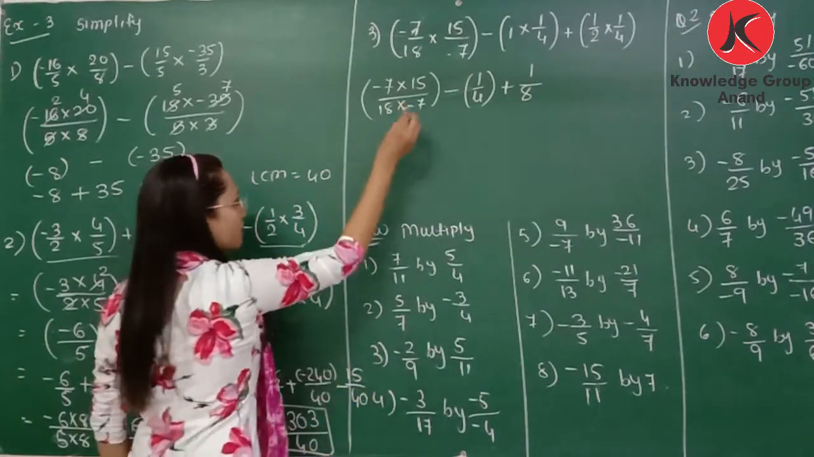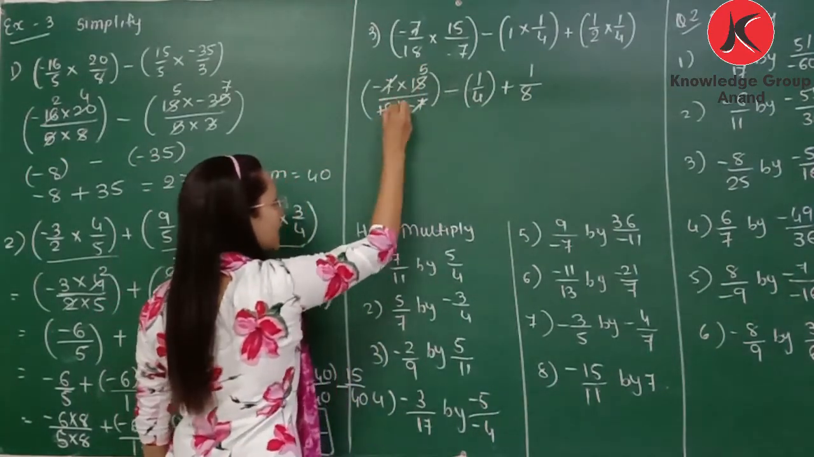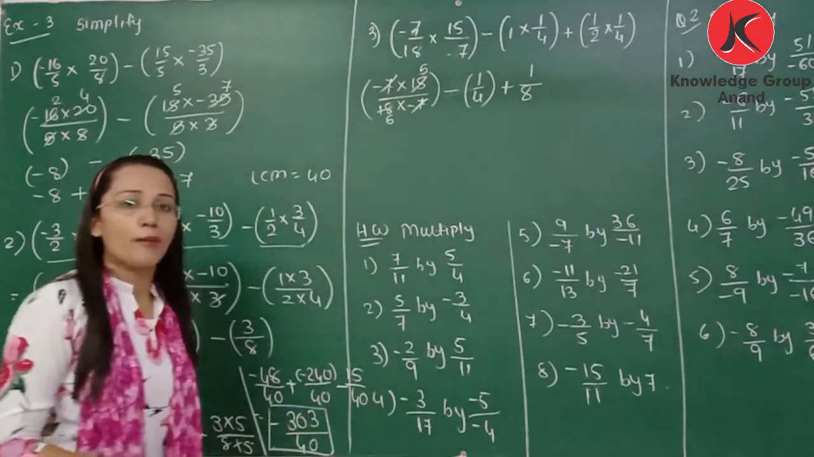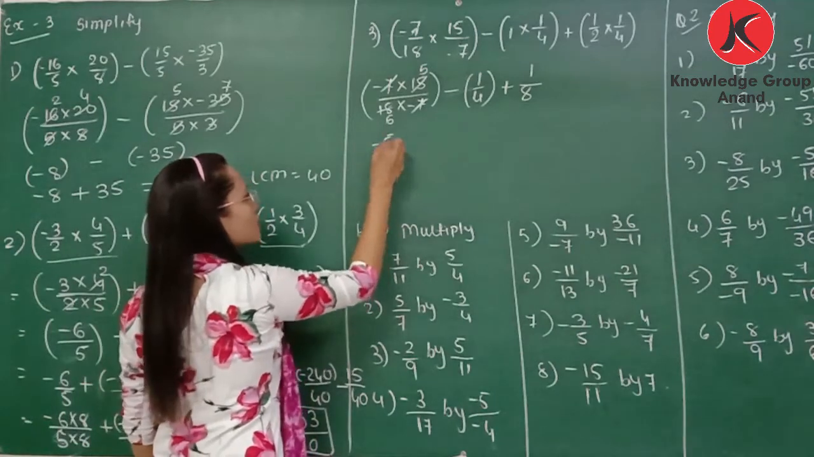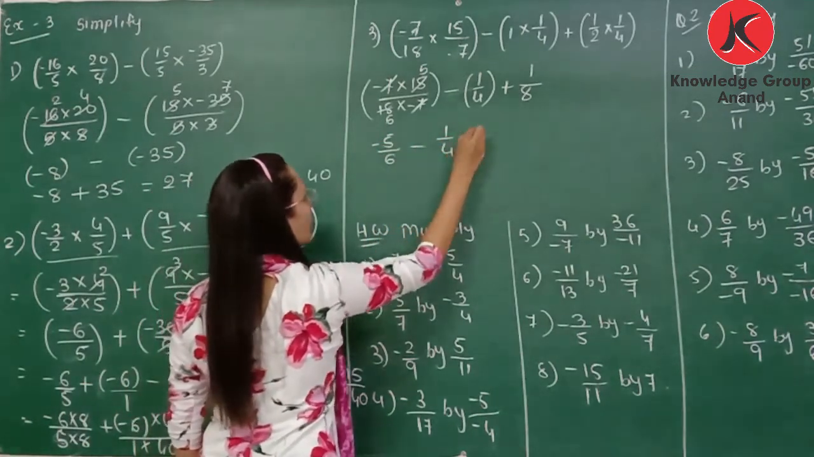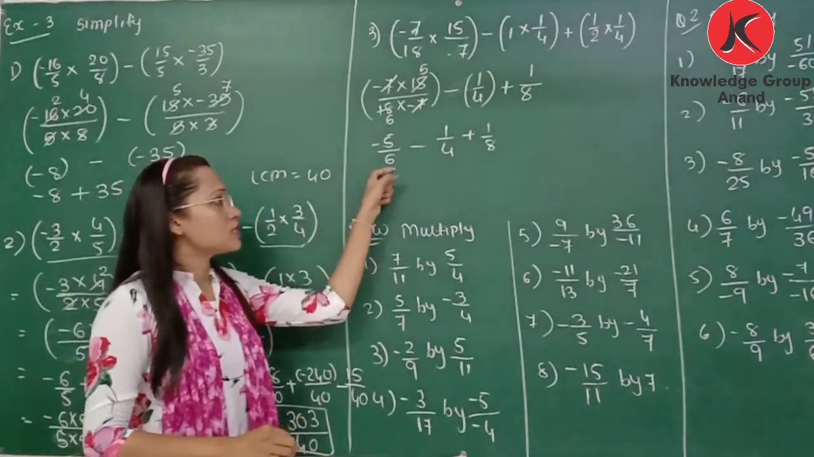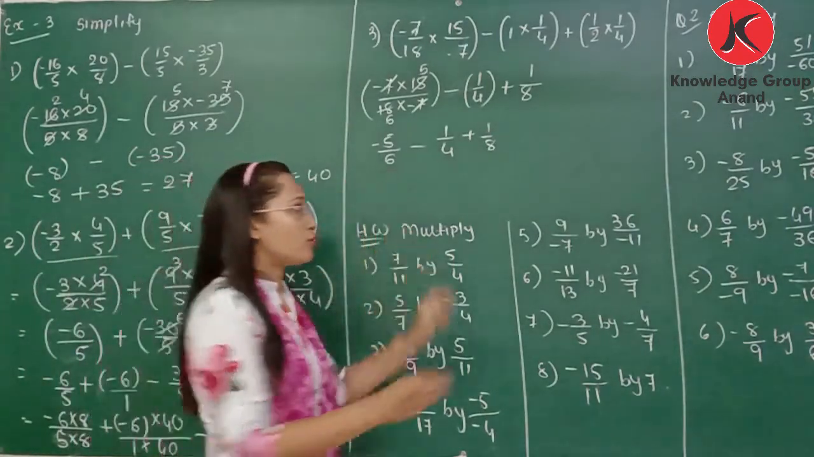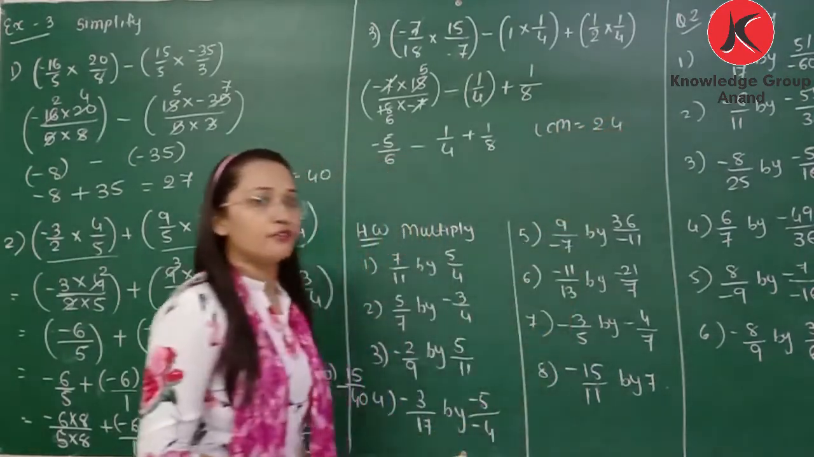Now here you can simplify this. 7 will be cancelled out. 5 3s are 15 and 6 3s are 18. So common factor 3 can be cancelled. So here we have minus 5 by 6, minus 1 by 4 plus 1 by 8. Now take the LCM of 4, 6 and 8. So we have 24 as the LCM. If you find the LCM, then it will be 24.